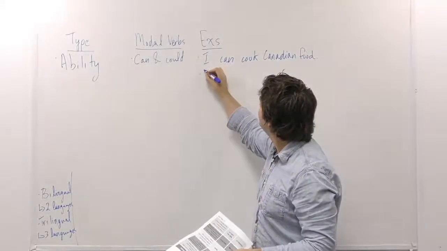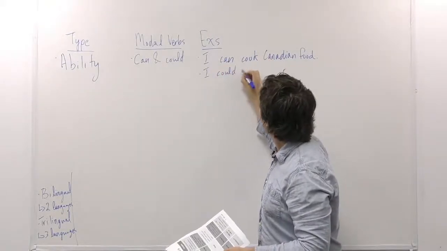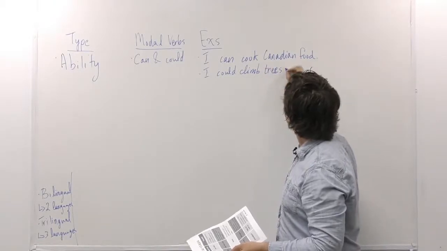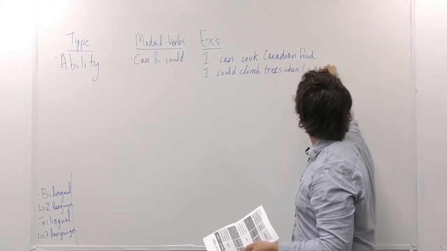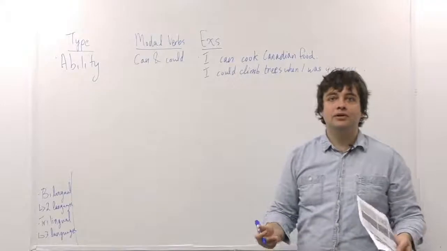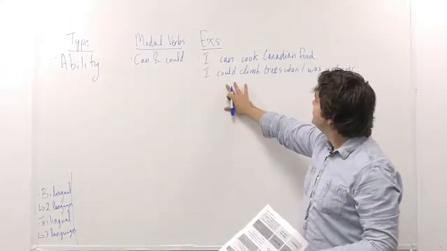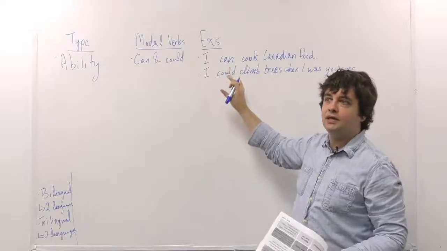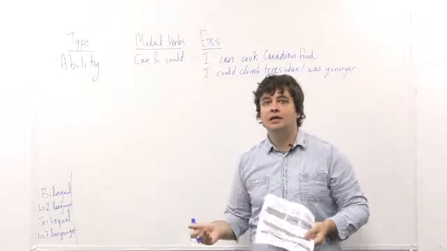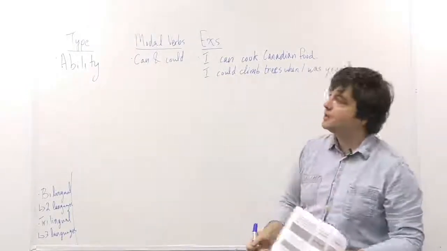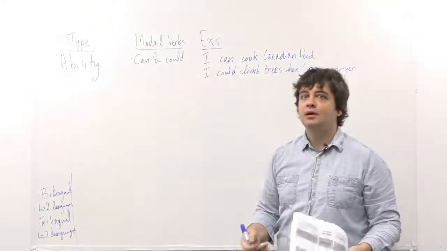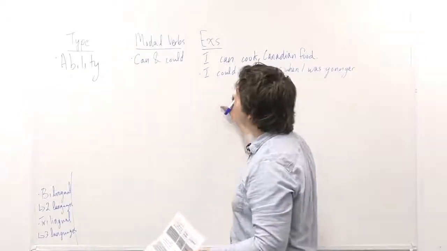Now, an example using could. I could climb trees when I was younger. Okay, so I had the ability to climb trees when I was younger. This sentence here, of course, could can be the past tense of can, right? I could climb trees when I was younger. This kind of indicates that maybe I can't climb trees anymore, which is not exactly true. I can still climb trees, but not very well. And of course, I'm an adult, so I'm not climbing trees very often, right? Anyhow, guys, so there are some examples there.